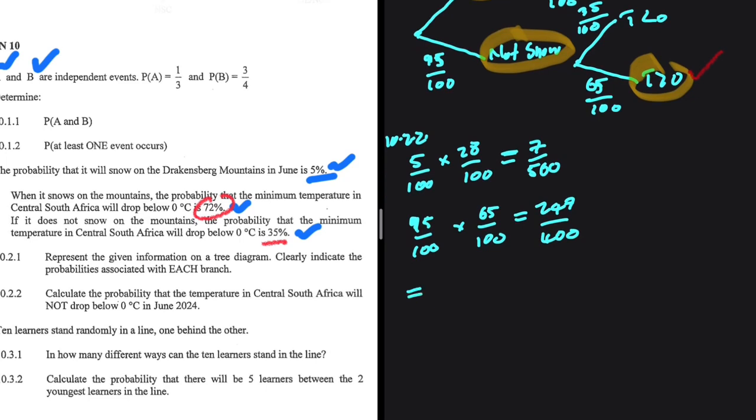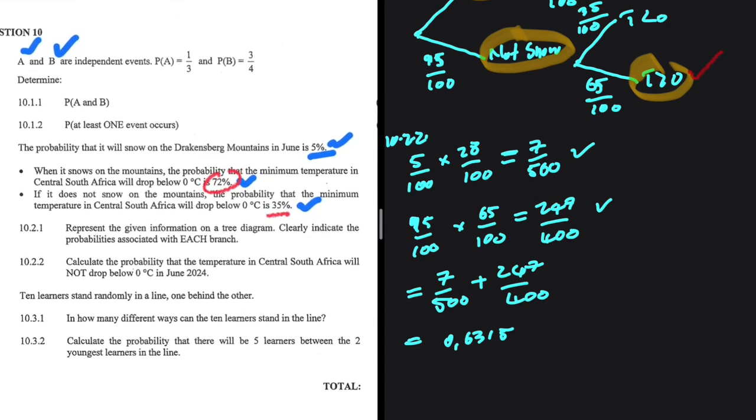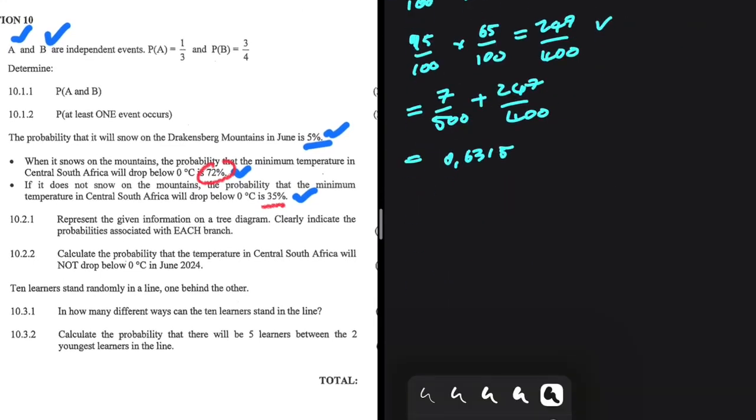So the answer, we're supposed to add these two. We're going to have 7 divided by 500 plus 247 divided by 400. This is equals to 0.6315. That is the probability that the temperature will not drop below 0 degrees Celsius in June 2024. Right. Let's move ahead and do 10.3.